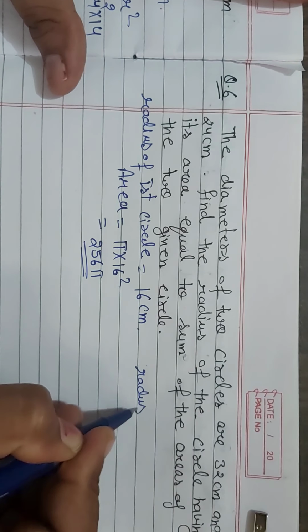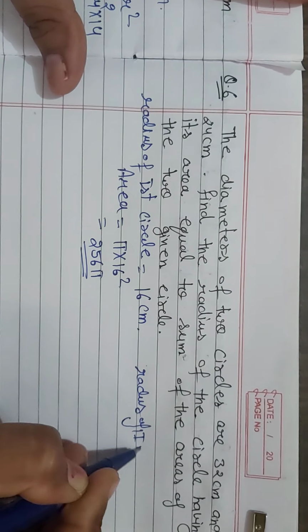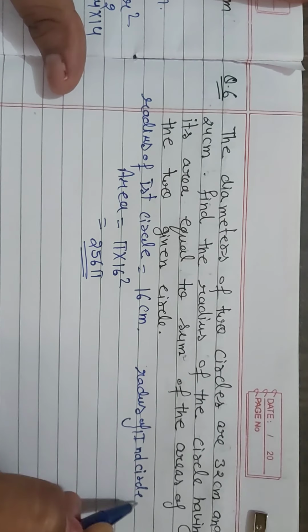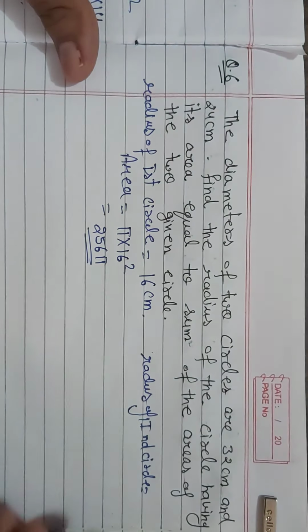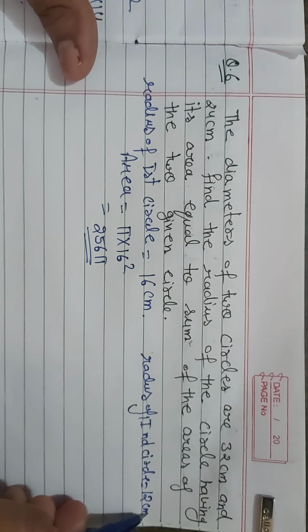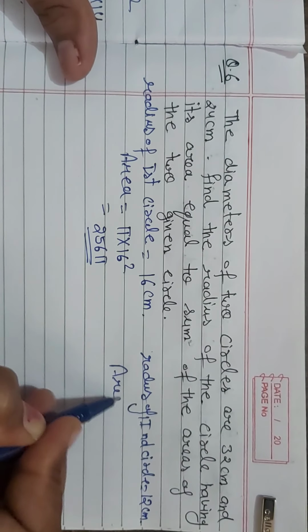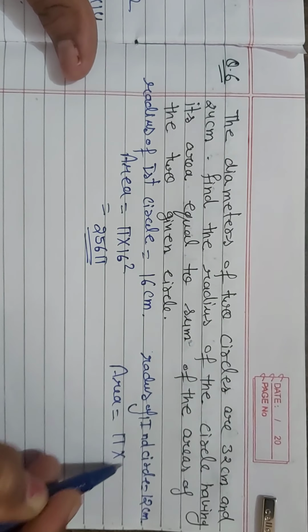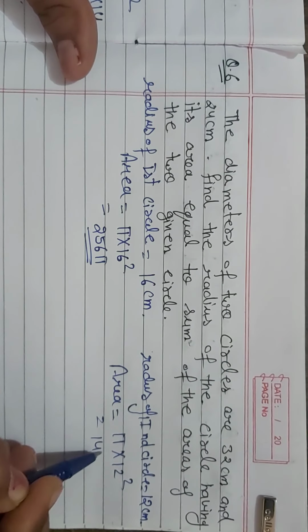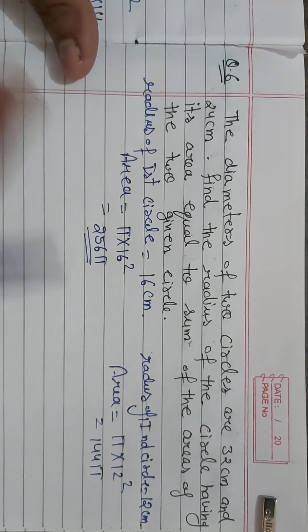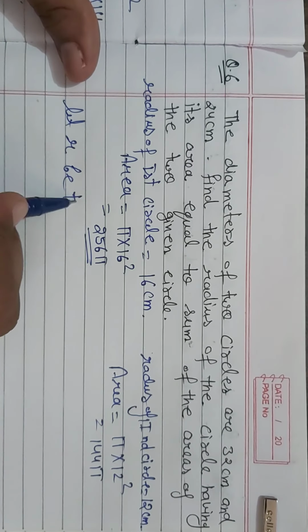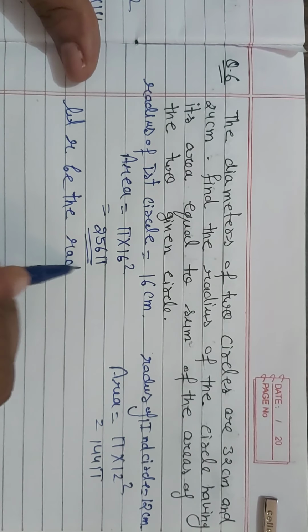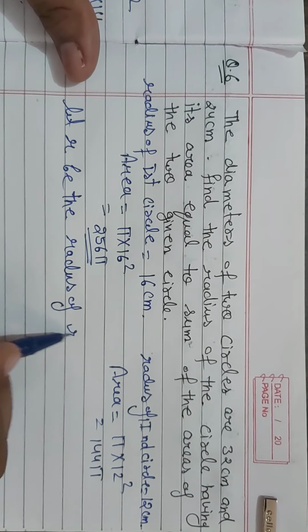Radius of second circle equal to, the diameter of the second is 24, then the radius is 12 centimeter. And the area of the second circle is pi r square, 144 pi. Let r be the radius of the resulting circle.